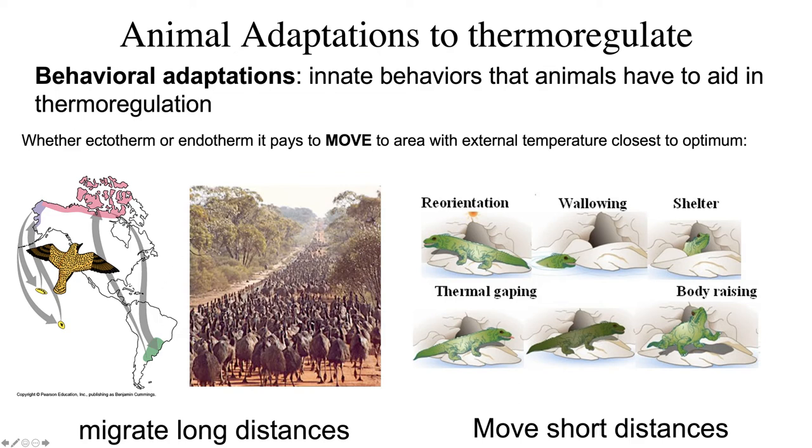The other thing that you can do is just move a short distance on a daily basis. You can see examples of this with the lizard here, where they can reorient themselves to align with the sun and pick up as many rays as possible. They can wallow in the water to cool off. They can take shelter to get out of the sun. They can do thermal gaping, which is essentially opening your mouth to release a little bit of humidity and cool off. And they can also lift their body and do push-ups if they're on really hot rocks. So there are lots of different ways that you can move short distances. These are all examples of innate behaviors that organisms have to aid in thermoregulation.